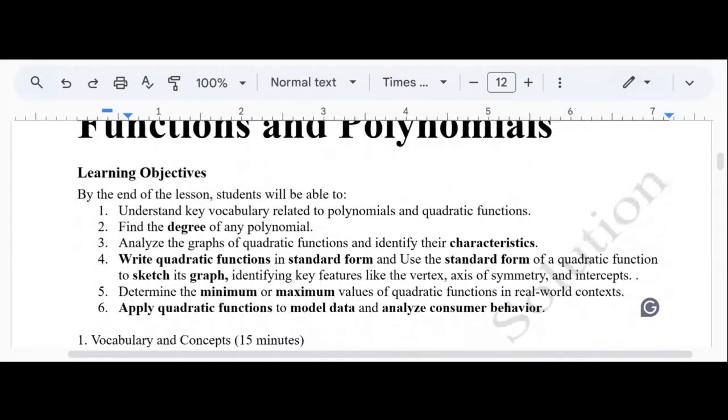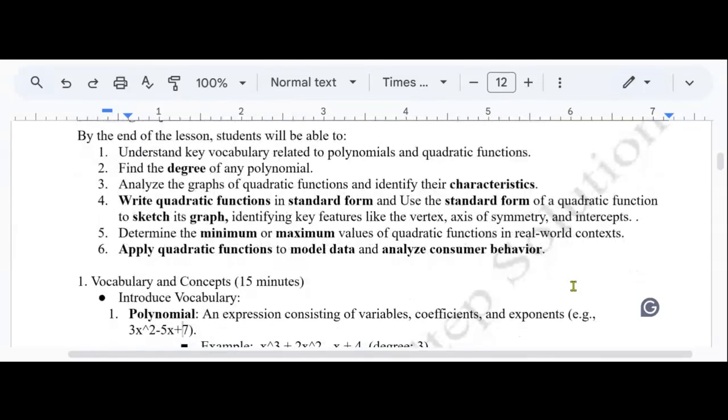1. Understand the key vocabulary related to polynomials and quadratic functions. 2. Find the degree of any polynomial. 3. Analyze the graphs of quadratic functions and identify their characteristics. 4. Write quadratic functions in standard form and use the standard form of a quadratic function. Sketch the graph, identifying key features like the vertex, axis of symmetry, and intercepts.